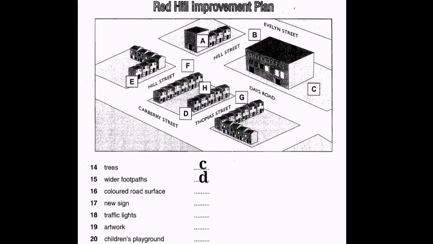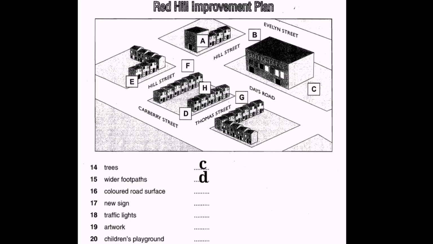Next is the question number 16, colored road surface. Listen to the audio. We think it's very important to separate the local residential streets from the main road. So, the roadway at the entrance to Thomas Street from Days Road will be painted red. This should mark it more clearly and act as a signal for traffic to slow down.